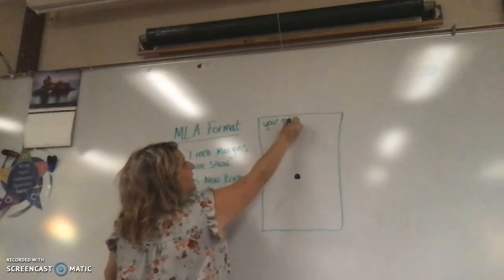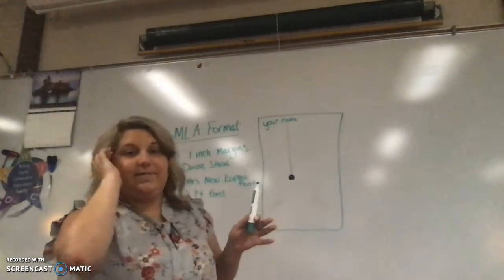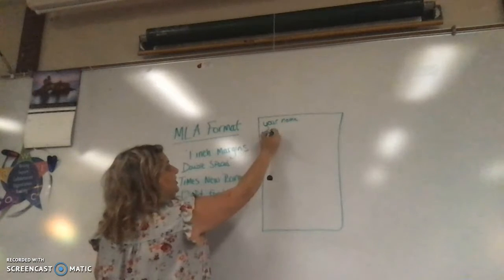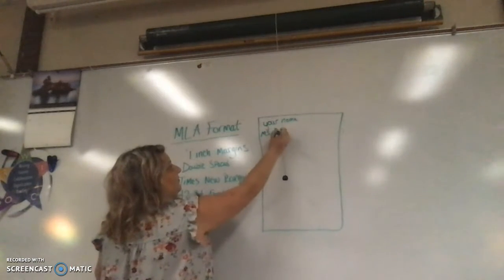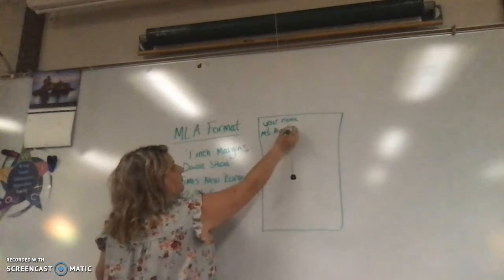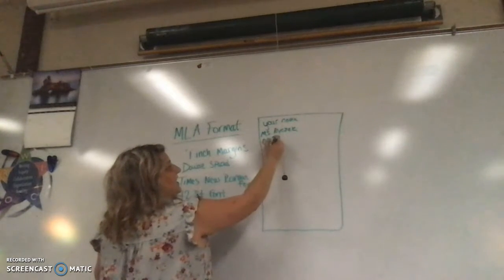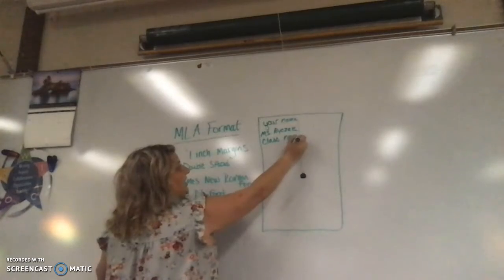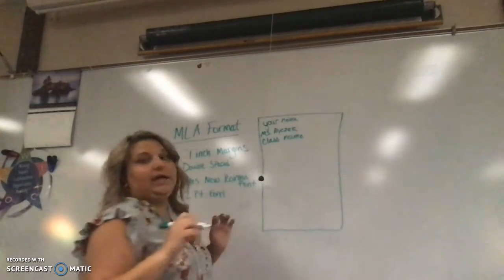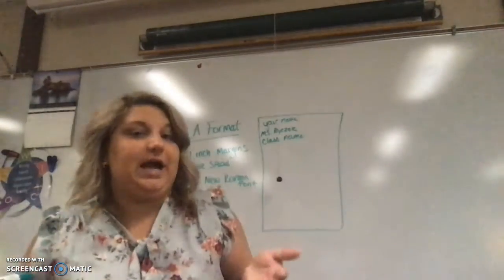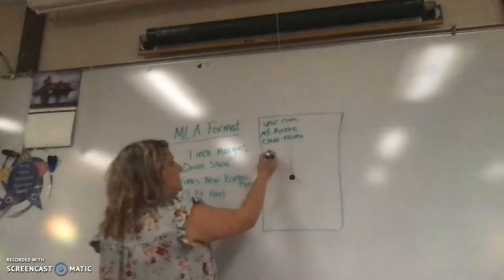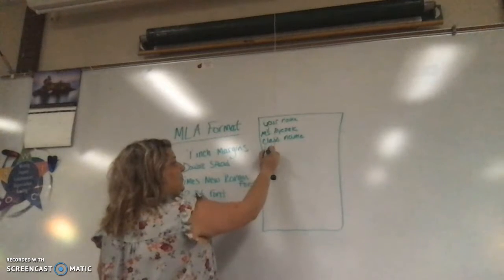And this is just right where the cursor is. You just start typing, okay? So you start with your name, my name, which is Miss Recheck, your class name, which is either Honors Comp and Lit or English 2, and you can even put your hour, like 1A, 2A. And then you put the date.